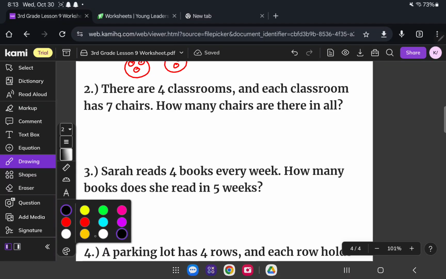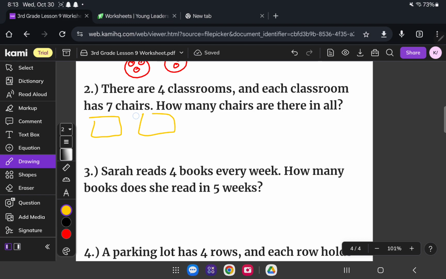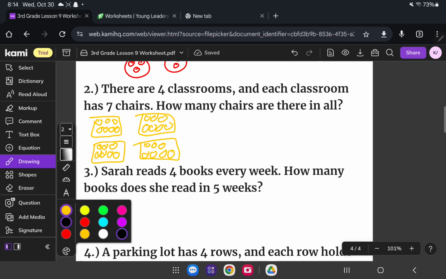There are 4 classrooms, and each classroom has 7 chairs. How many chairs are there in all? So there are 4 classrooms, and each of them has 7 chairs. So 1, 2, 3, 4, 5, 6, 7 for each classroom. All right. And then if we count it all out, there would be 28 chairs in total.